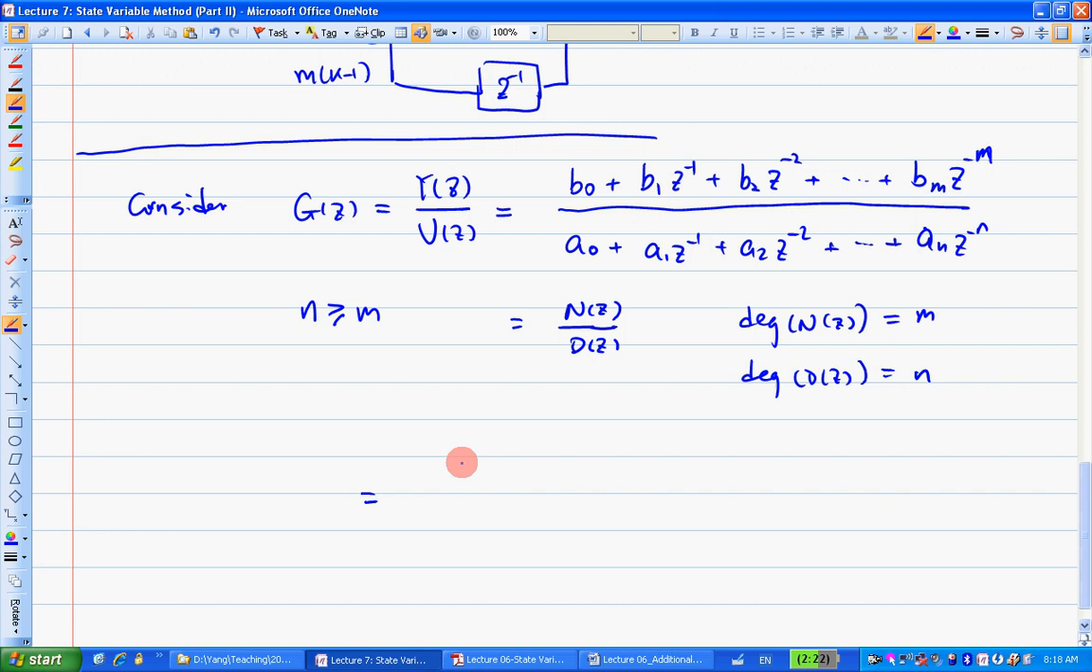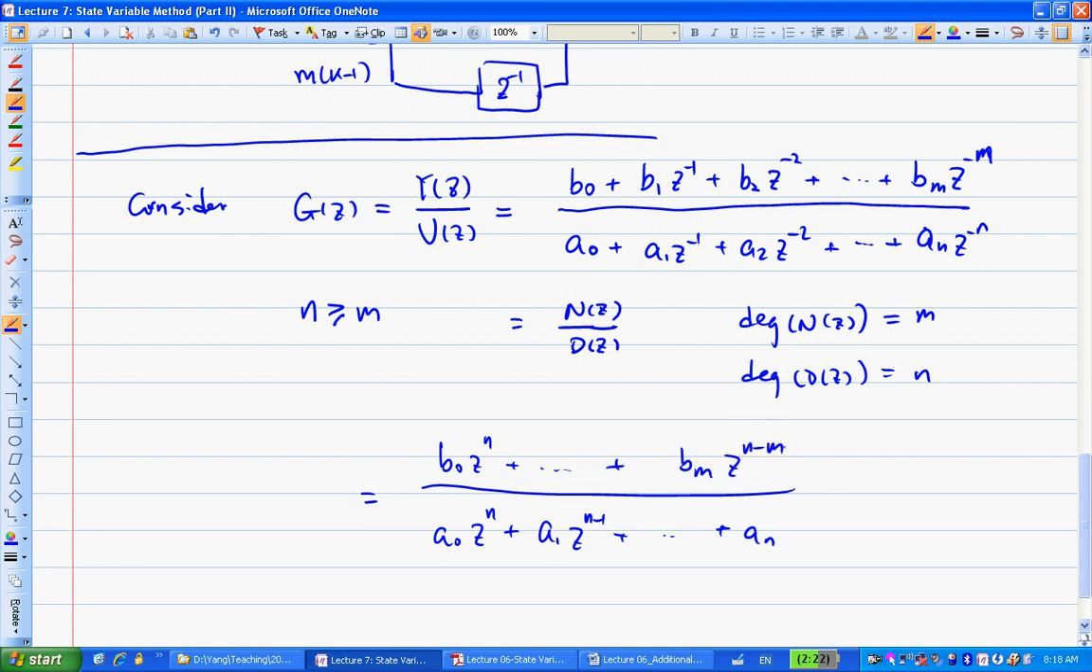Then the bottom one will become a0 z^n plus a1 z^(n-1) up to an, and the top one will be b0 z^n, and then plus until bm z^(n-m). So that will become like this.